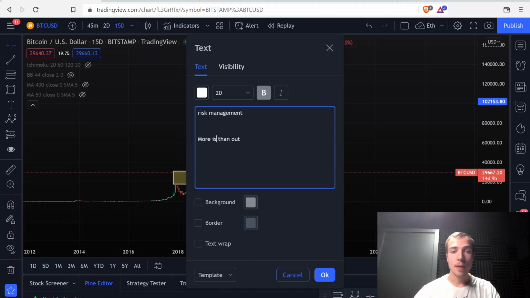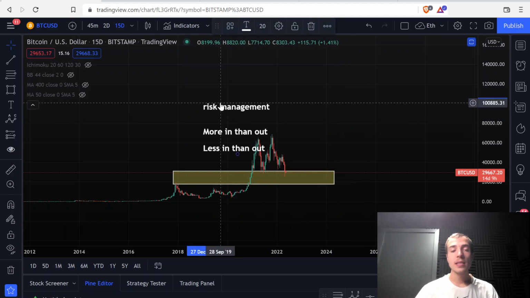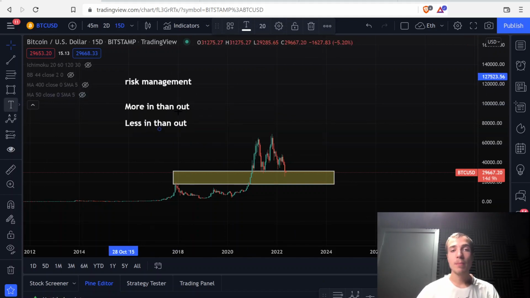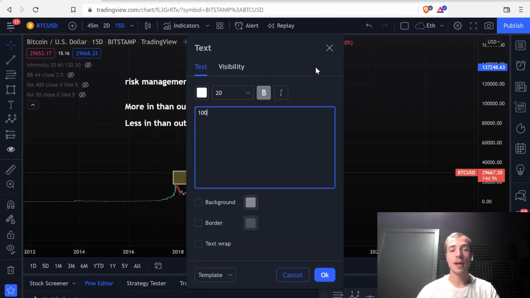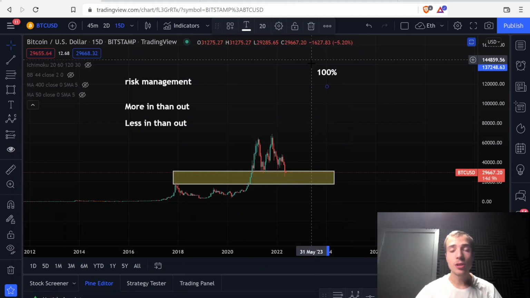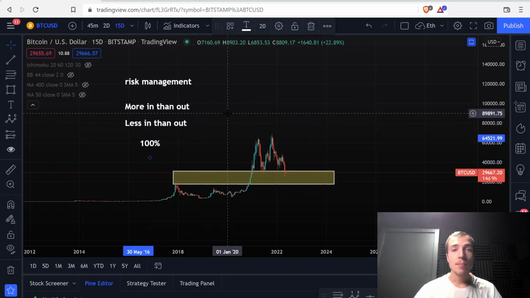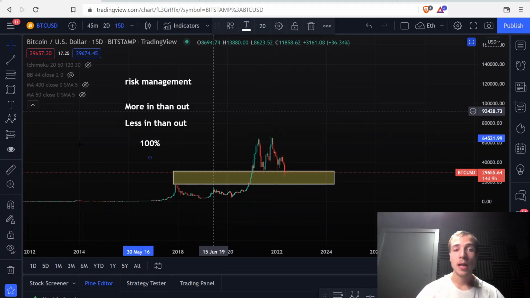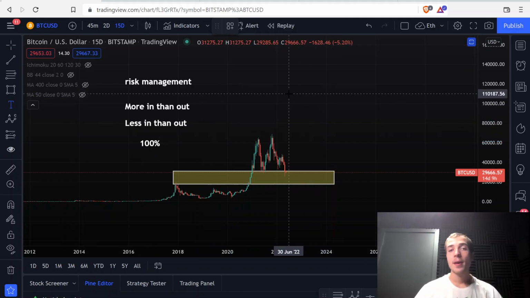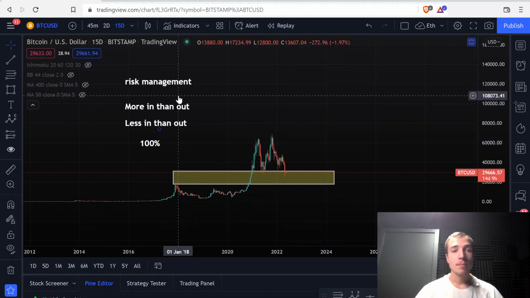When there's extreme greed, it's wiser to have less in than out. So that's a very, very simple way to think of it, but going 100% out of the market, that's actually called capitulation. It's usually a sign of investors selling because they feel like they can't handle any more losses, and guess what? That's where the big money and the whales are buying.